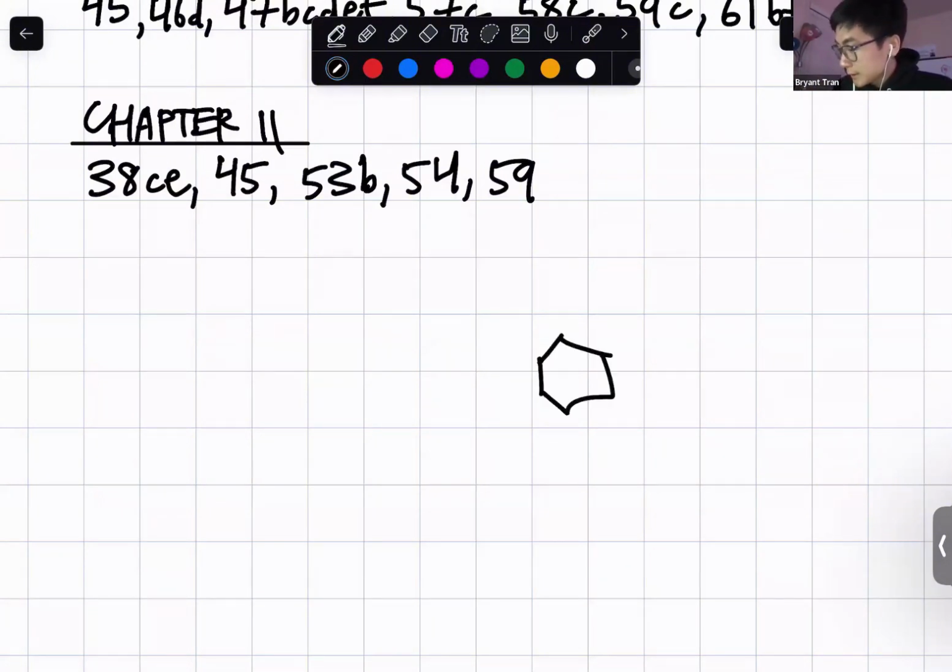Let's draw a fancy benzene ring there. Let's do... What do I want you guys to do here? Let's see.